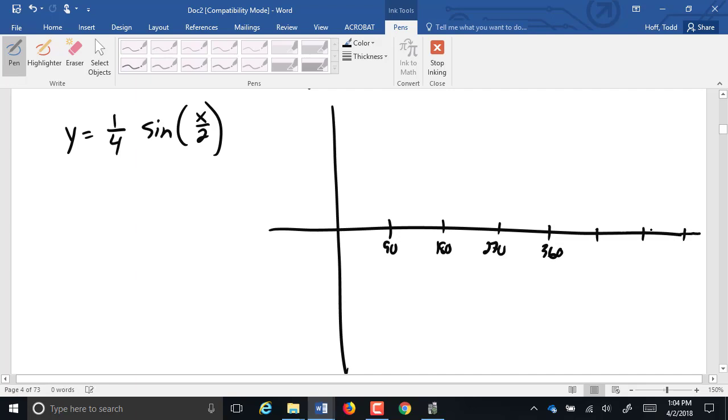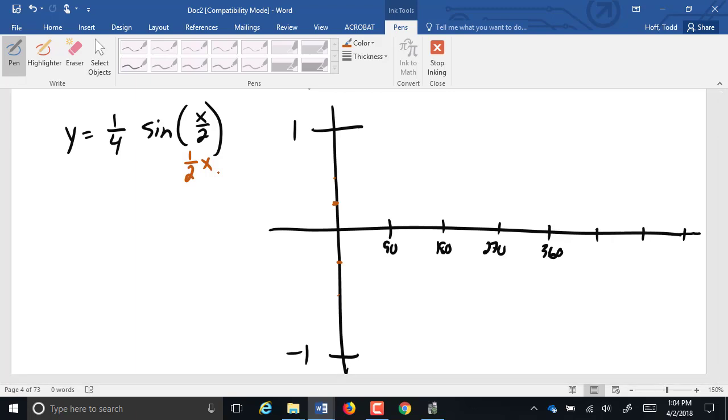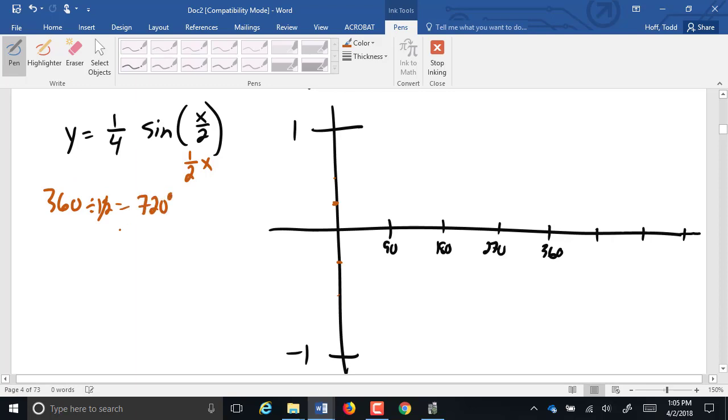Well, what's that 1/4 mean there? Amplitude only goes to 1/4. So it's only going to go up to 1/4, down to -1/4. What's the x over 2 mean? Now we can think of that as 1/2 times x, which means every 360 degrees is only half of a wave. Or we can think of it as 360 divided by 1/2 means a 720-degree wavelength.